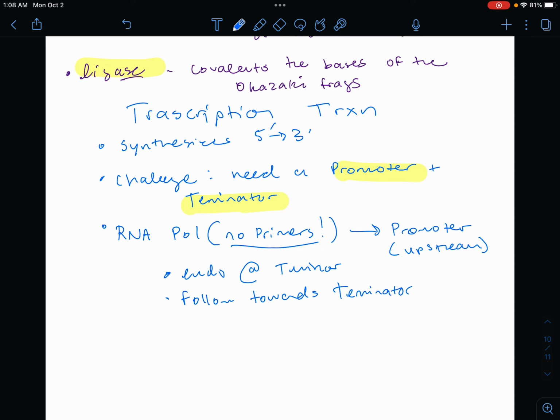So basically, the RNA polymerase is a big fan of Arnold Schwarzenegger's movie, so it's going to go and follow the terminator.